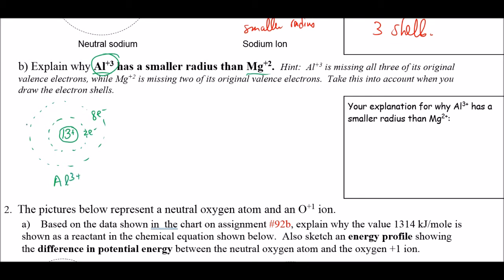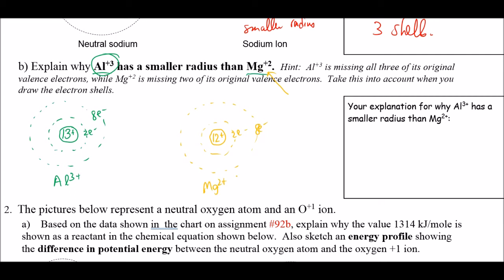And now we'll compare it to magnesium 2+. What's in magnesium 2+? Well, it's 12 protons. Its atomic number is 12. 2 electrons in the first shell. 8 electrons in the second shell. Once again, normally would have 2 electrons in the third shell if it were neutral, but it's the ion, so this is it. We're done. Mg2+.